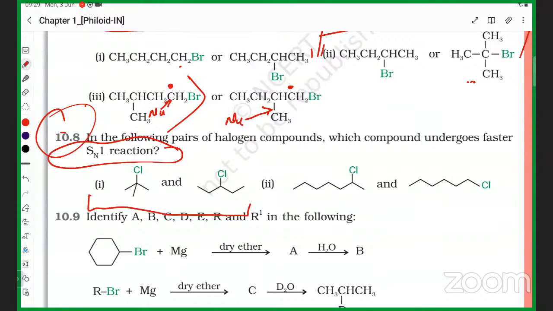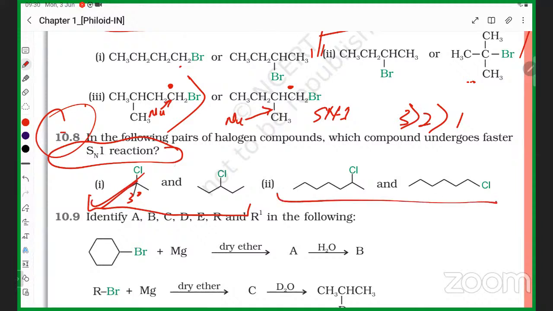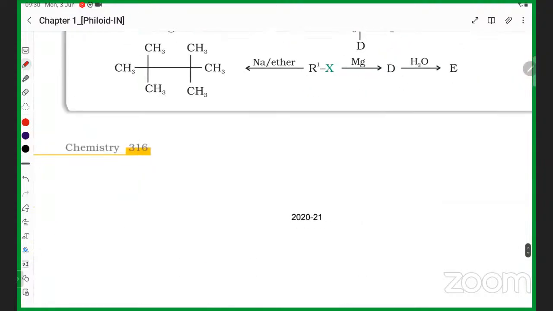SN1 means 3 to 1. In the first question, the first compound will go faster in SN1, because the first compound is a 3 degree carbocation. What about the second one? Because the first one is 2 degree, but the second one is 1 degree. So that is it. So this is the first one again. Yes, sir. Okay, let us check the answer.